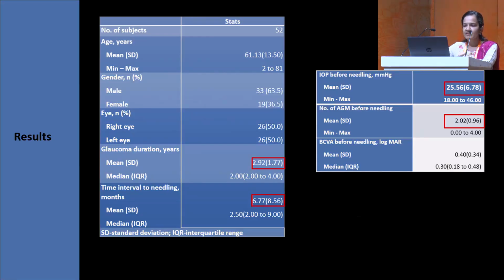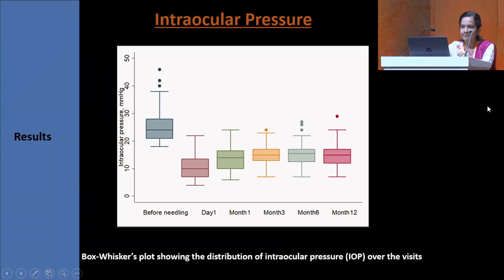So in our study, the glaucoma duration was 2.92 years and the time interval to needling was 6.77 months. The IOP before needling was 25.56 and the number of AGM before needling was 2.02, with the confidence interval between 18 to 46. This is the box and whisker plot showing the distribution of intraocular pressure over the visits.